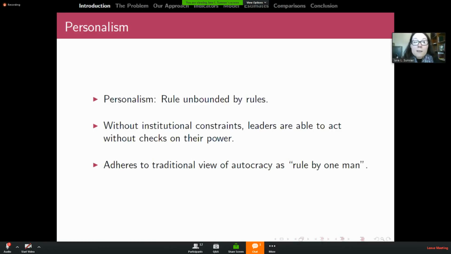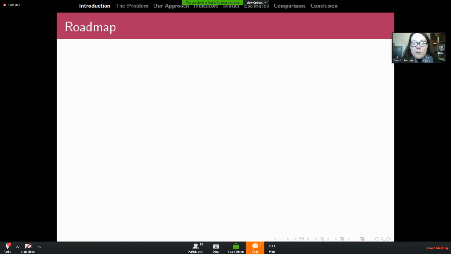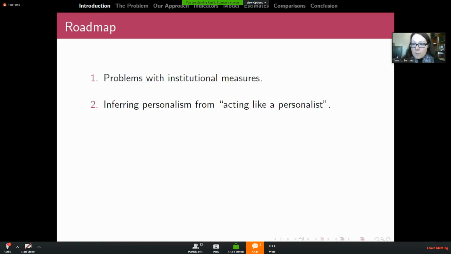So if I were to ask you to come up with an autocrat off the top of your head, or perhaps if I were to ask an undergraduate to do that, the odds are very good that the first person that would come to mind would be someone who is the head of a regime that is characterized by very high levels of personalism. So in today's talk, I'm going to talk about the problems with the existing measures of personalism. I'm then going to talk about how what we're trying to do in this broader project is to infer personalism from acting like a personalist.